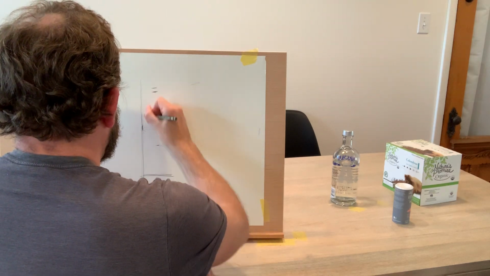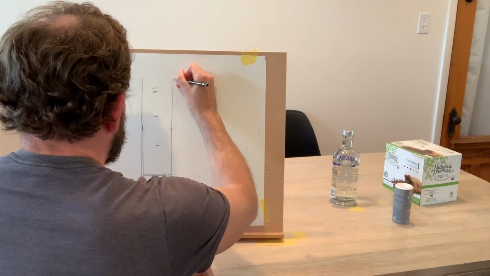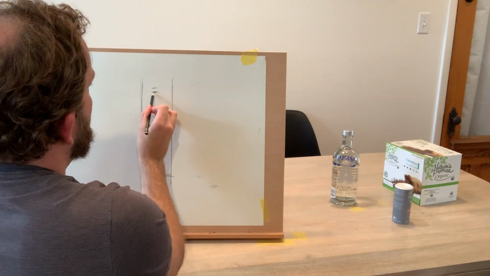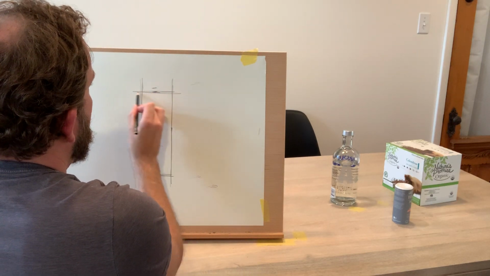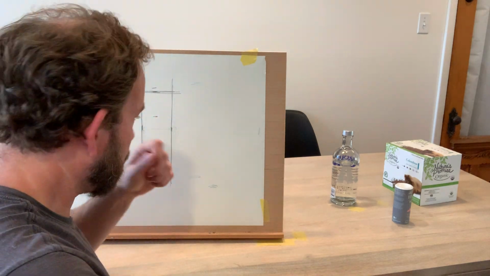Now I can just draw straight lines down. And this is the one I designated, and a straight line across. This is the bottle.